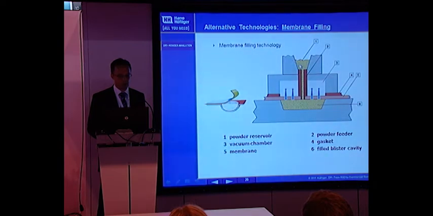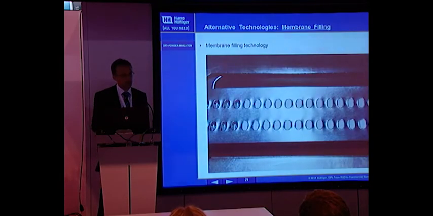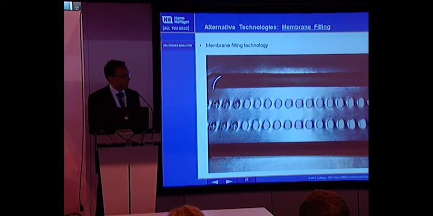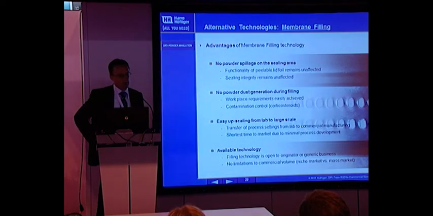You have a powder reservoir on top. Down here is your blister cavity, and the blister cavity will be covered by a membrane, and we will now apply a vacuum, and the vacuum will make the powder flow into the cavity, and the membrane will stop the powder from going into the vacuum system. And so simply the result shows you a 100% filled blister cavity.